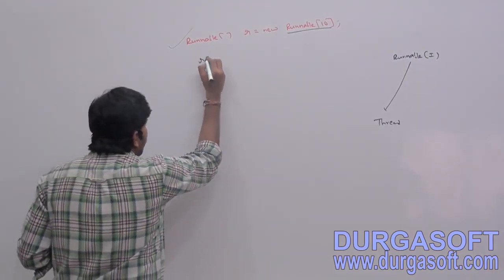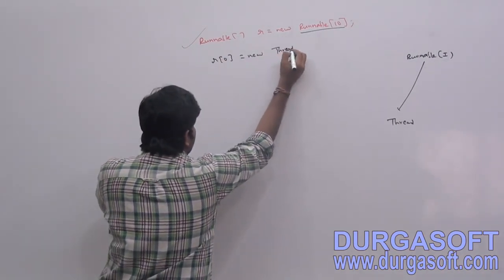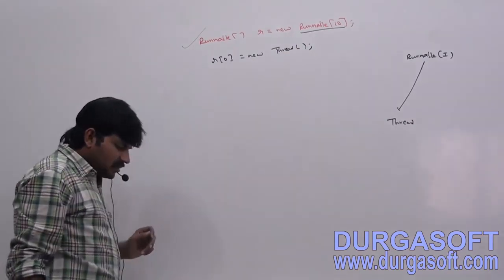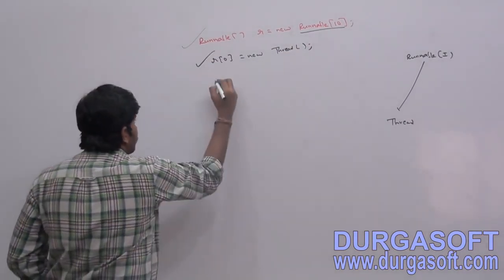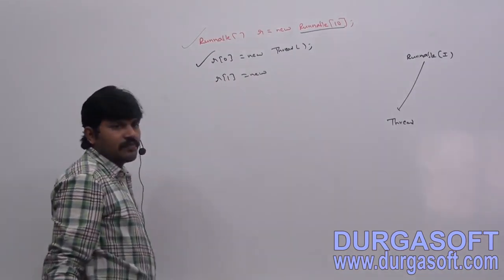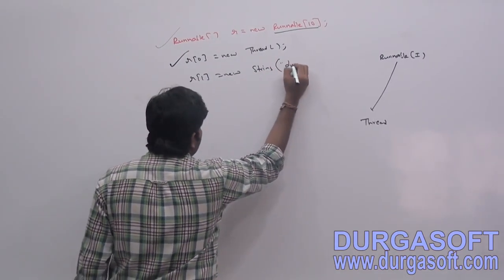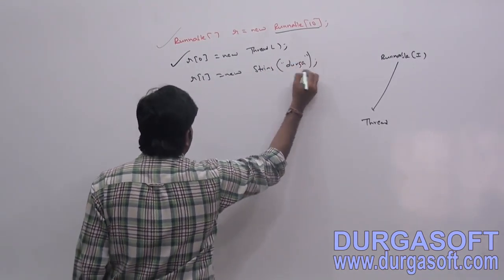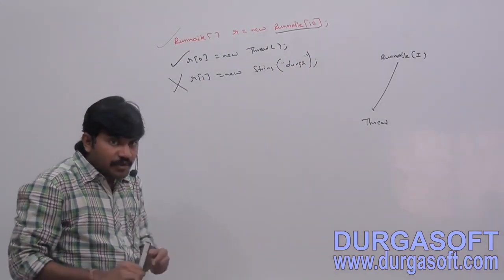Now r[0] = new Thread(), like this I am taking. Is it valid or invalid? r[0] = new Thread() is valid. r[1] = new String("Durga"). Is it valid or invalid? Invalid, because String doesn't implement what?